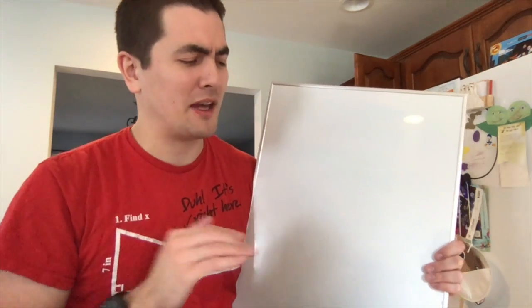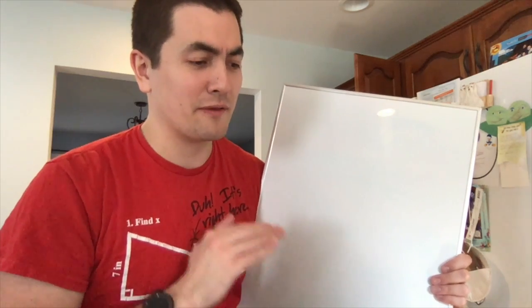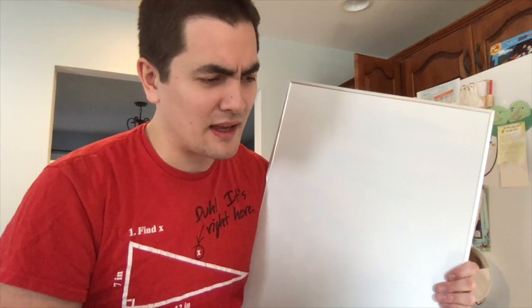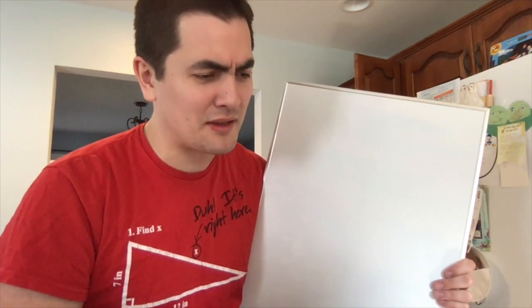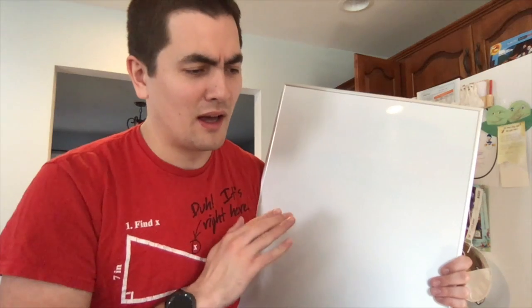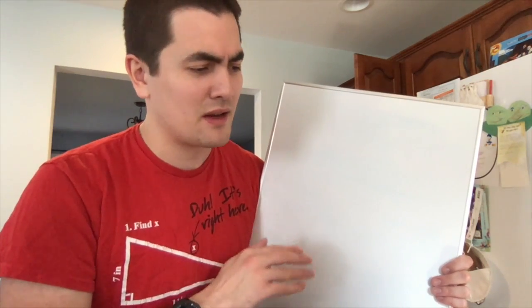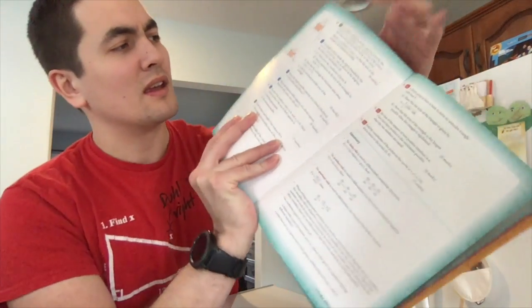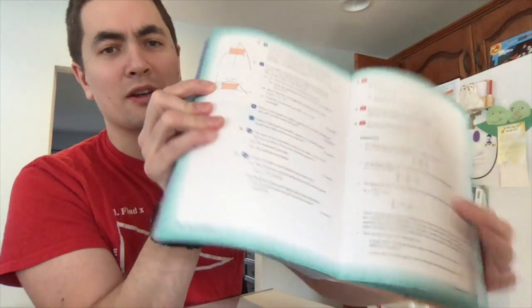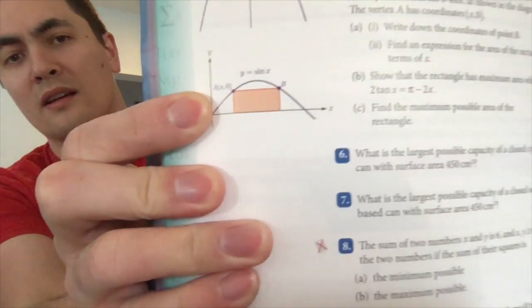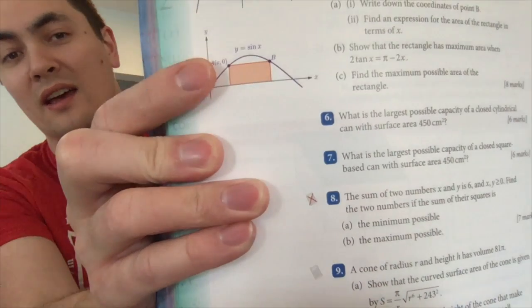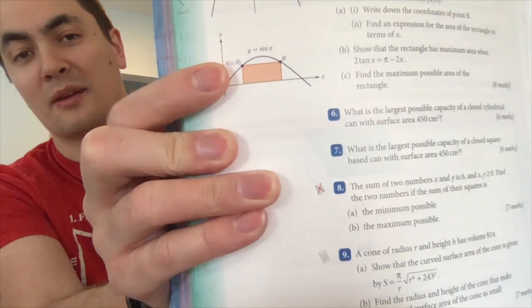I'm looking at page 436, number 5, if you will. And it says that a rectangle is drawn inside the region bounded by the curve y is equal to sine of x. You can see the figure in your book here, but let me just hold it up for the camera here. It's right where my finger is right here. Okay, so you've got a rectangle drawn inside the first part of the sine wave here.